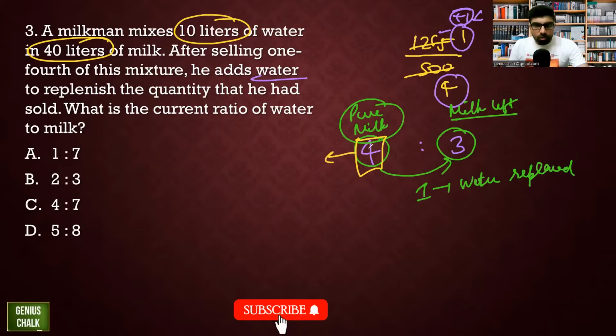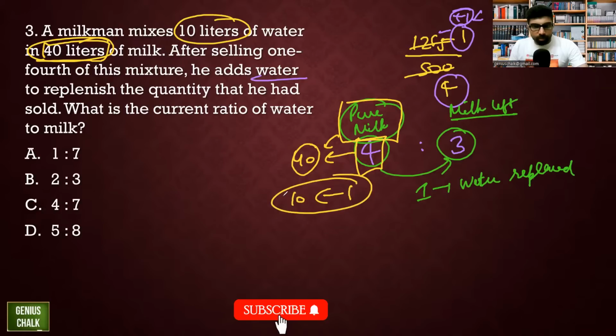Now you can see 4 was actually 40, right? So this is 40. This is pure milk. Remember, this is pure milk, so we can't take it 50. So this is 40 liters. So 4 value is 40. That means 1 value is 10. Right? So milk left is how much? 3 into 10. That is 30.